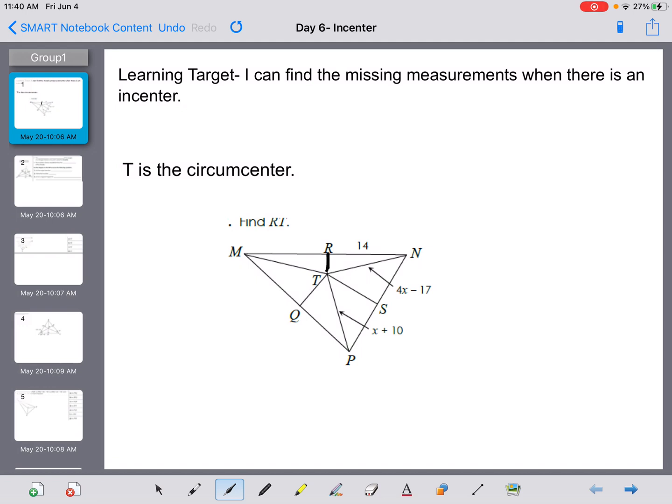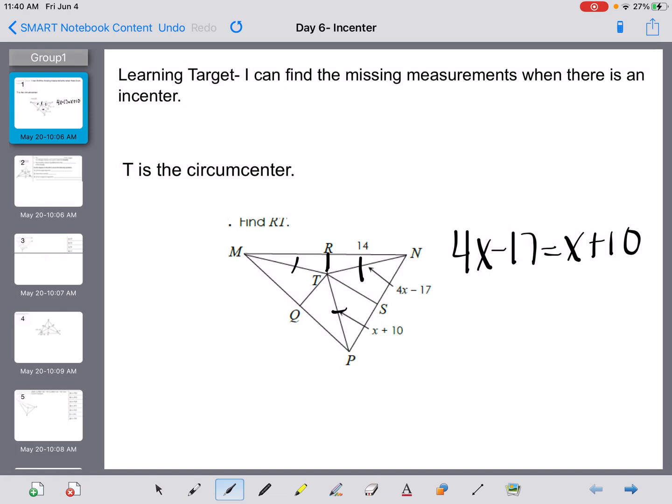In order to do that, we need to know what it means to be a circumcenter. So there are a couple of things that are congruent, okay? The lengths from the vertices to the center, all those are congruent. So if you notice, I have two expressions, 4x minus 17 and x plus 10, and they are congruent, so I'm going to set them equal to each other.